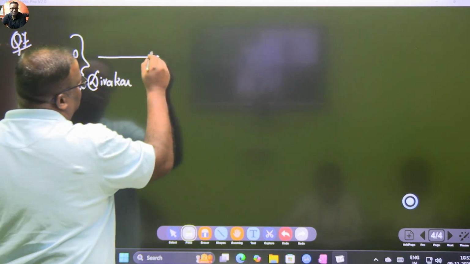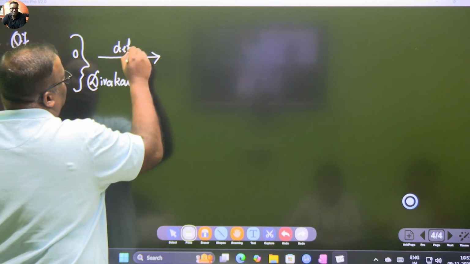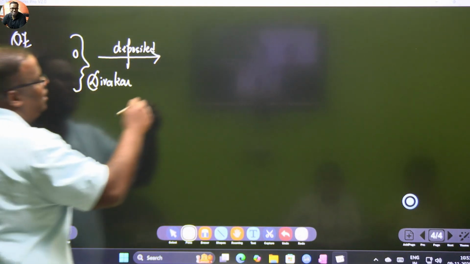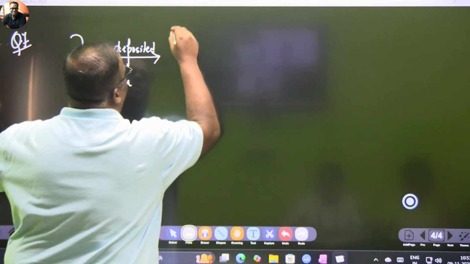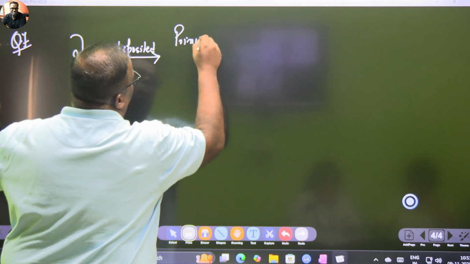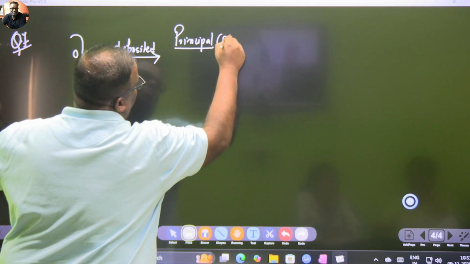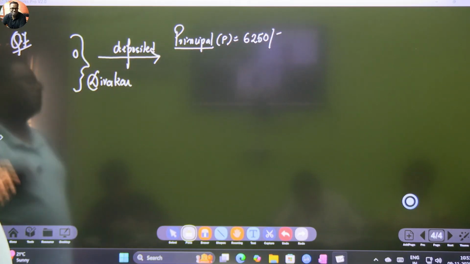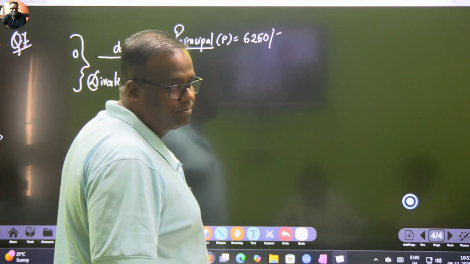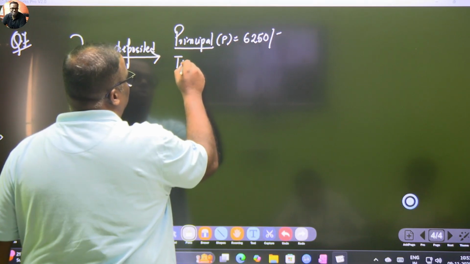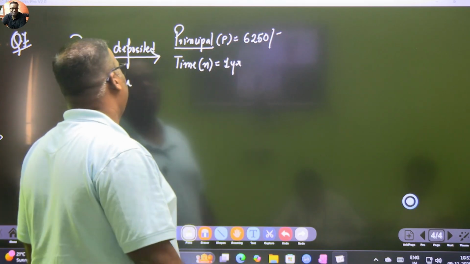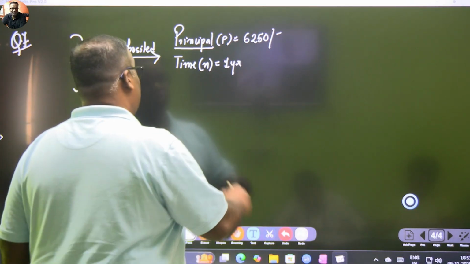Deposited a sum. He deposited. So who is the borrower here? The bank is the borrower, correct. But we never say bank as borrower when it is a deposit. Who is the lender? Divakar is the lender. So he deposited how much? 6,250 rupees. So the principal in this case, I'm just writing, will be 6,250. This is what he deposited. Agreed? In Allahabad Bank, for 1 year. So the time N is equal to 1 year. After that, what happened? Compounded half yearly.